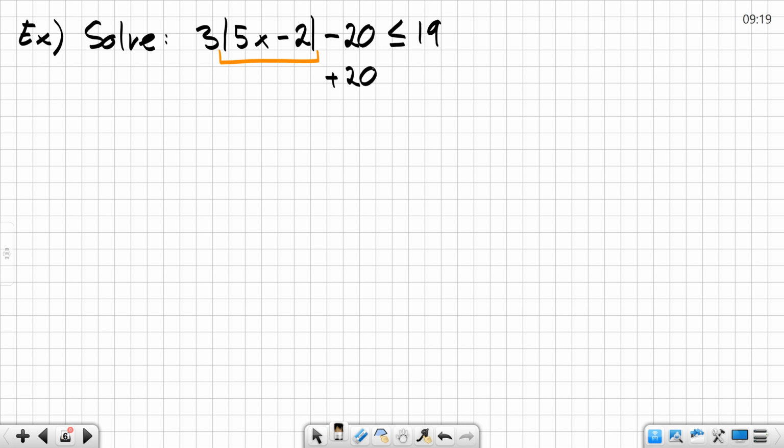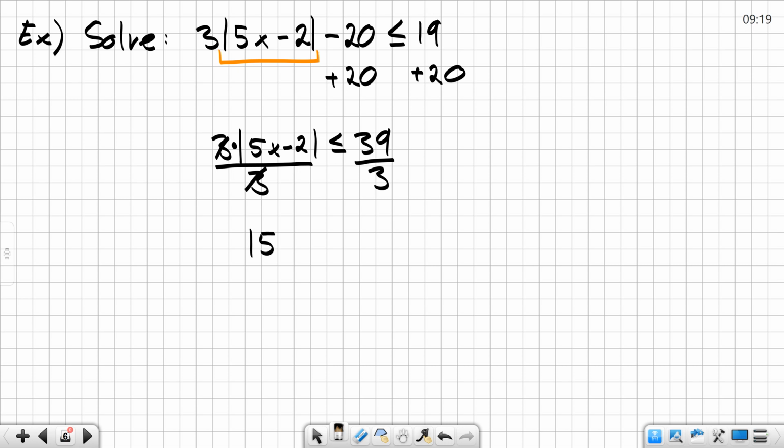I can do this by first adding 20 to both sides. That will then give me 3 times the absolute value of 5x minus 2 is less than or equal to 39. Now I'm going to be dividing by 3. Remember, this is 3 times this absolute value, so the inverse operation of multiplication is division. And I will get the absolute value of 5x minus 2 has to be smaller than or equal to, let's see, 39 divided by 3. Don't use a calculator for stuff like this. That will be positive 13.